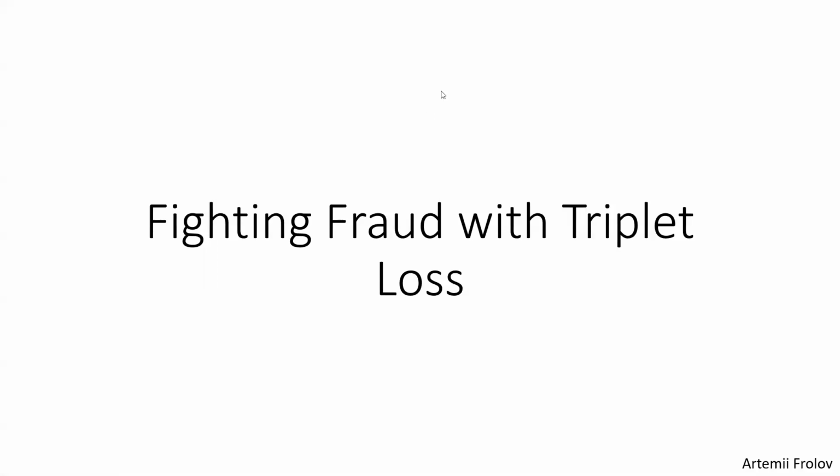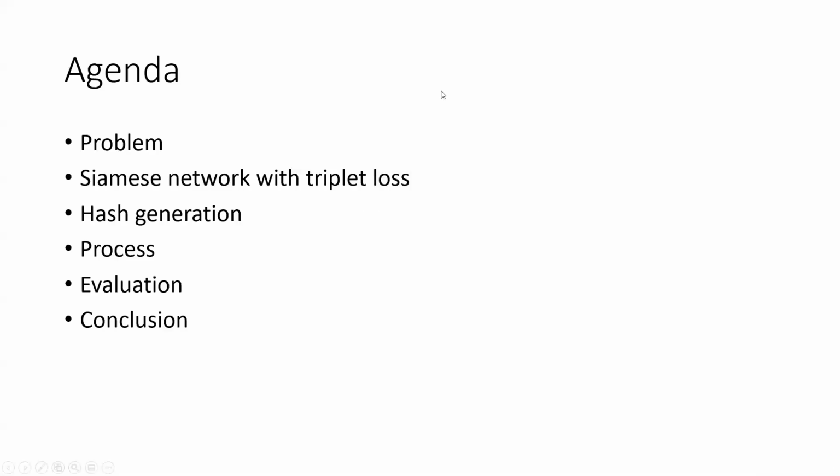So let's go. We will start, of course, with the problem, with fraud in ads. We will also talk about the Siamese network with triplet loss as a possible solution, and the hash generation that goes after it. We will talk about the process itself, how it works now to identify fraud, and the possible evaluation of our models, our ideas, and so on, and of course a conclusion at the end. So let's start with the problem.